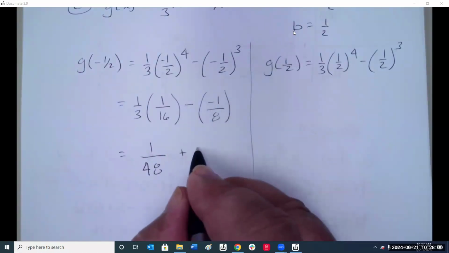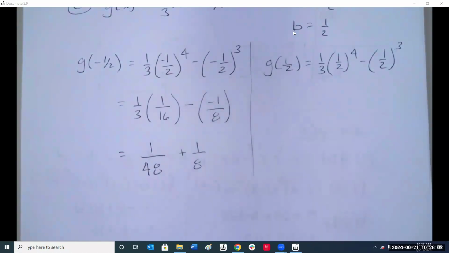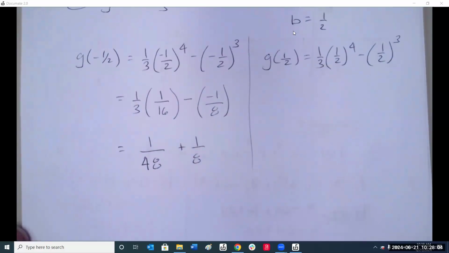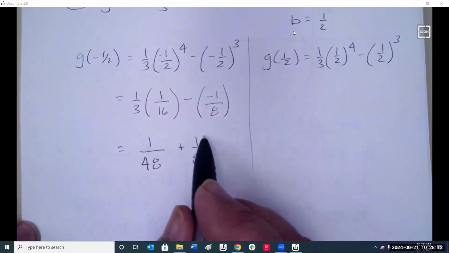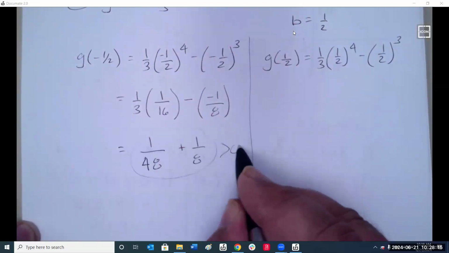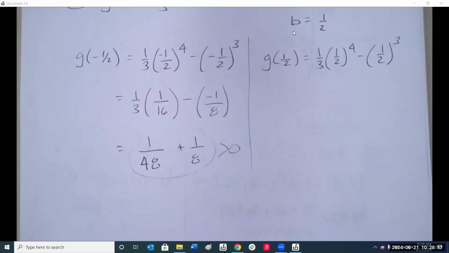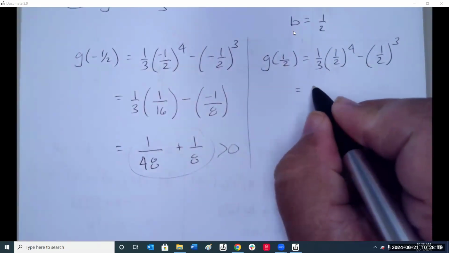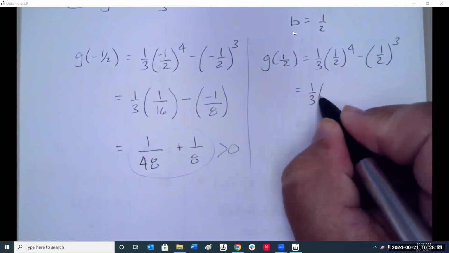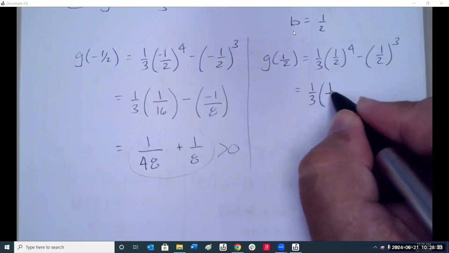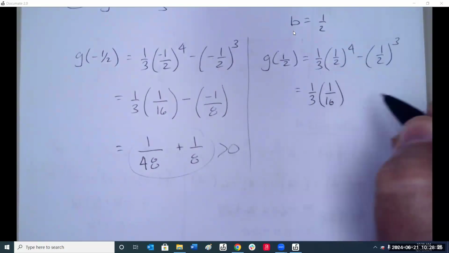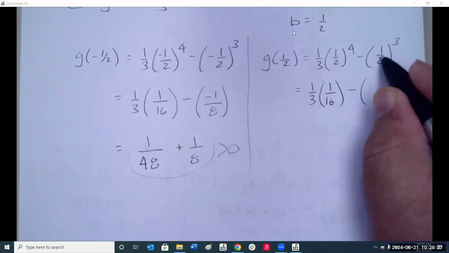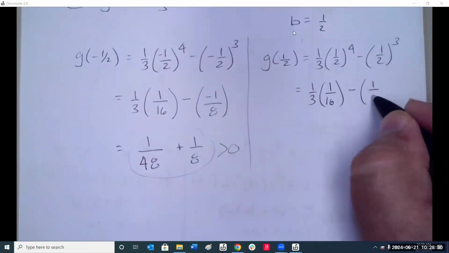Negative makes it a positive. Again, the intermediate value theorem doesn't care about the actual number, it just cares about the sign. So these are both positive. This one's going to be a positive number. One to the 4th is 1. 2 to the 4th is 16. 1 cubed is 1. 2 cubed is 8.